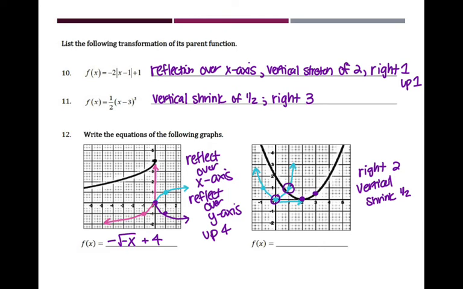So when I write that for my equation, it's f of x equals, I'm going to put my 1/2 in the front, and this is a quadratic, so I'm going to need something squared, and I move to the right 2, so that's going to be x minus 2. So my equation is 1/2 times x minus 2 squared.